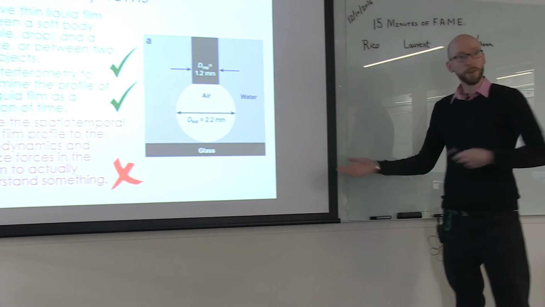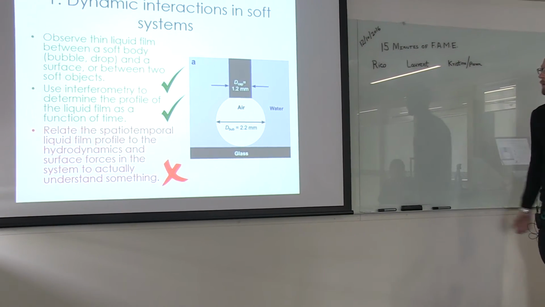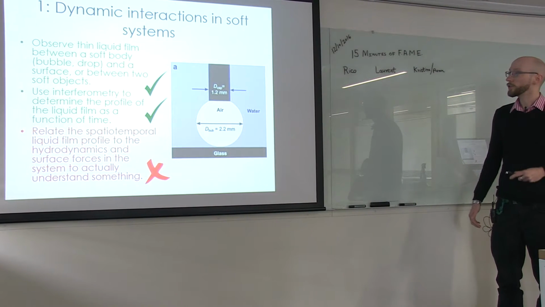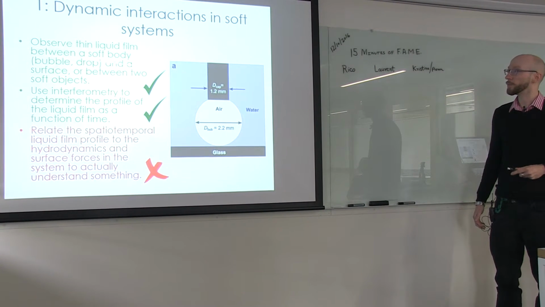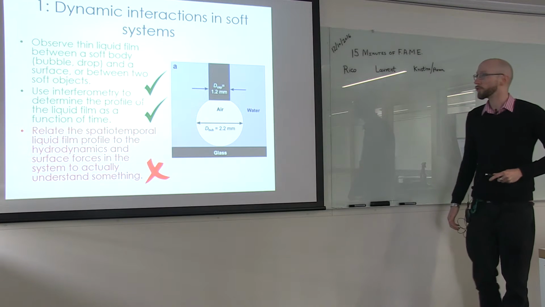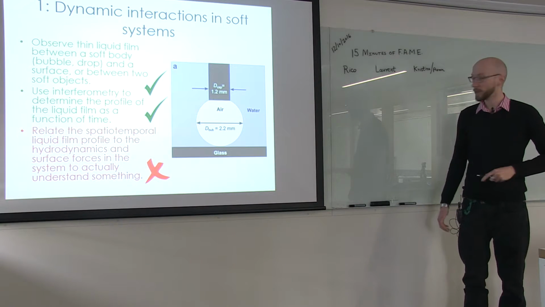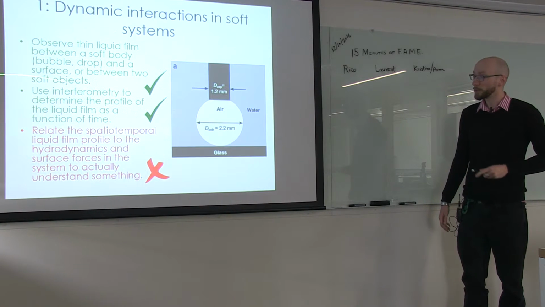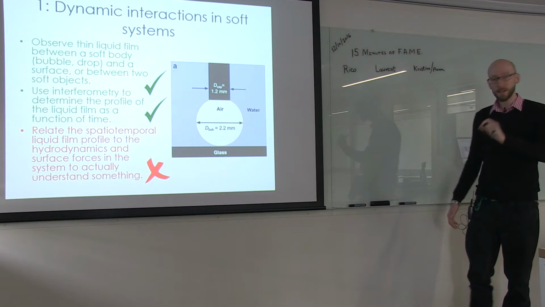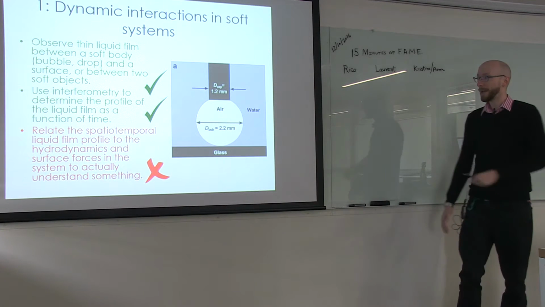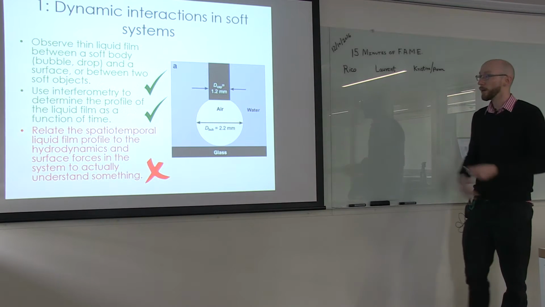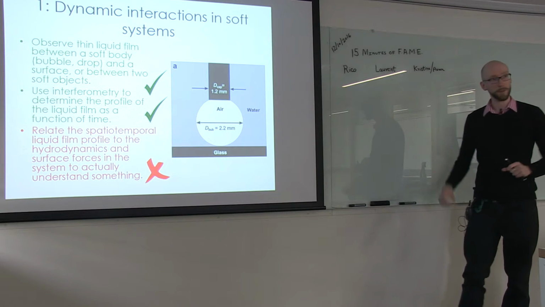Because we would like to be able to understand this system fully and completely. So here are the bits we've successfully done. Already today, I have shown you that we can observe the thin liquid film between a soft body, a bubble or a drop, and a surface, or between two soft objects. If I put another bubble there, we could do the same experiment. We can use interferometry to determine the profile of the liquid film. So this very thin, nanometer thin intervening liquid film underneath the bubble can be visualized using this interferometry technique with unique spatial fidelity. And we can convert that into the actual profile of the liquid film.